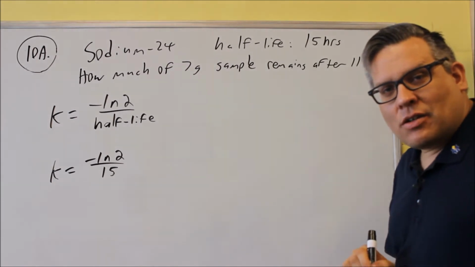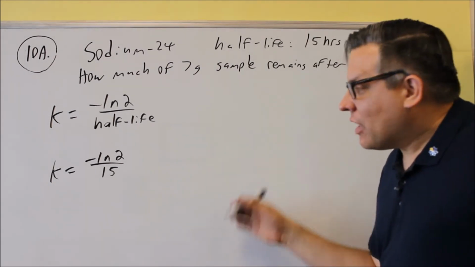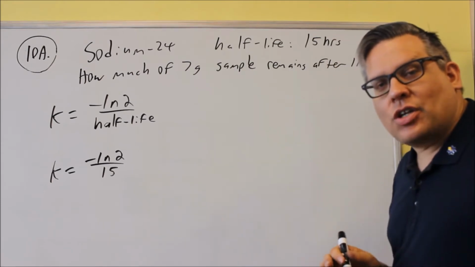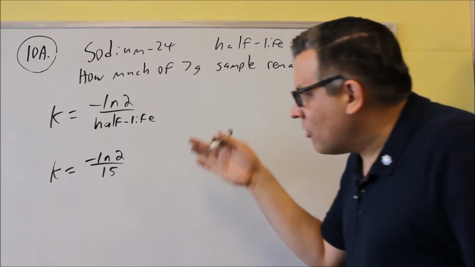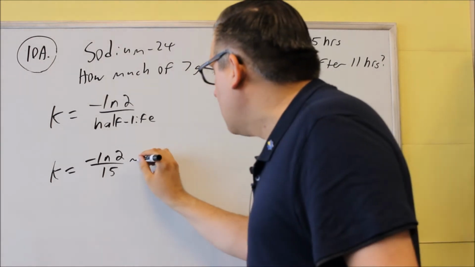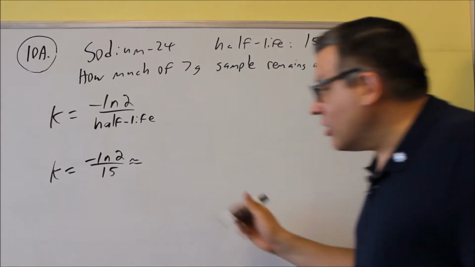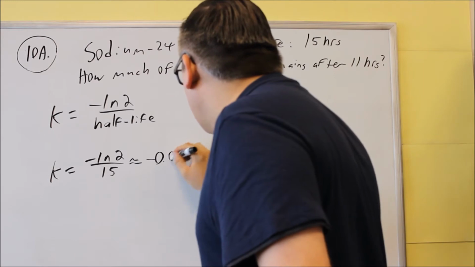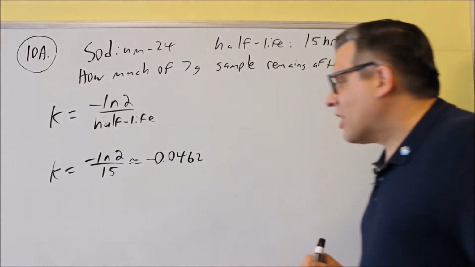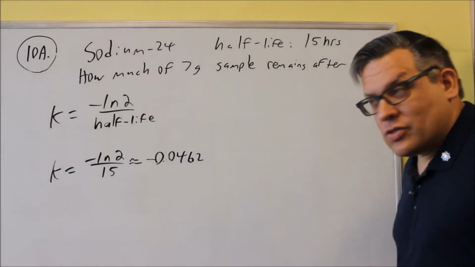On a test, I want you to round the K value to 4 places. Four places will give you enough accuracy, and if everybody does the same thing on the test, it's easier for grading. When you put that into a calculator, you get negative 0.0462. That would be the K value, and again we round to 4 places.